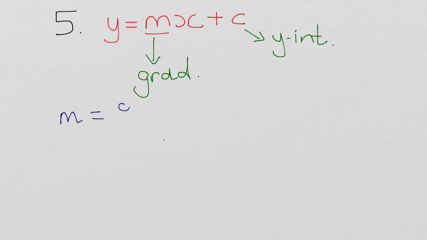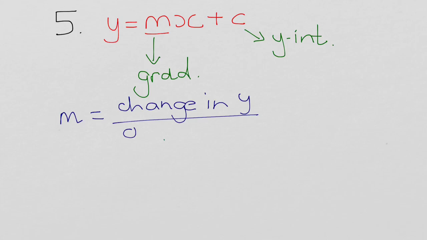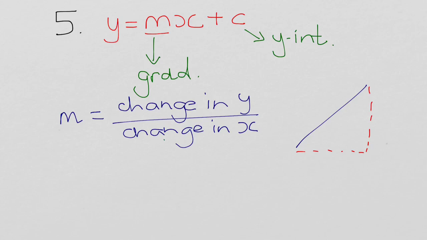m equals change in y over change in x. Okay, so for example, if you had a line like that, change in y is this distance here, change in x is this distance here. Now, if it was a line like that, sloping up the way, so it's going to be positive. Remember, if it's going down the way, sloping down, it's going to be a negative gradient. Put your values for m and c into the equation, and that will give you your equation in the line.